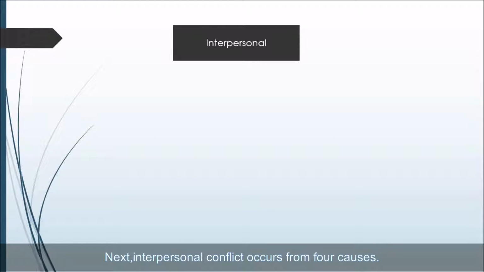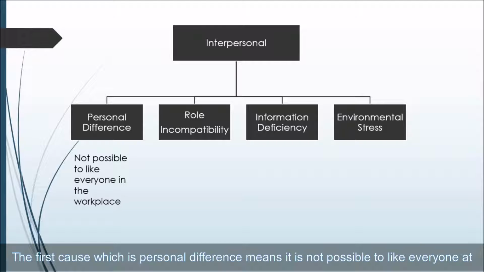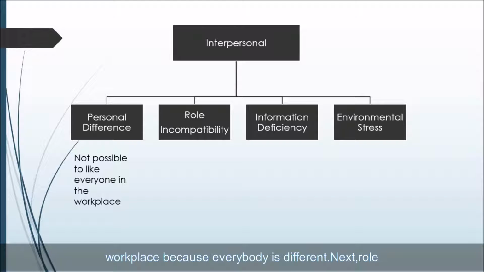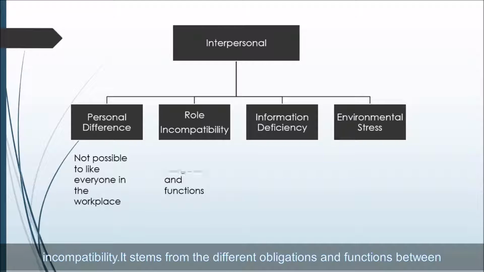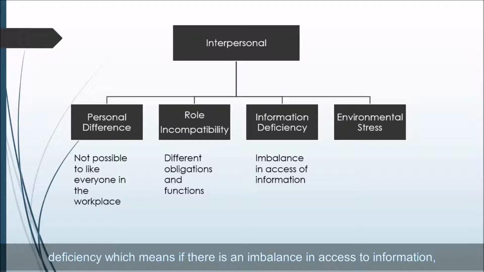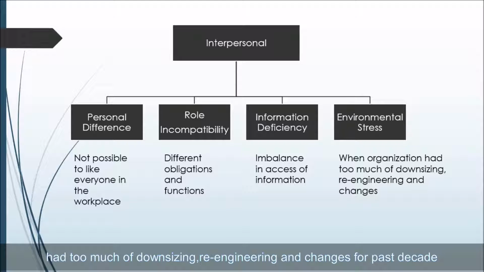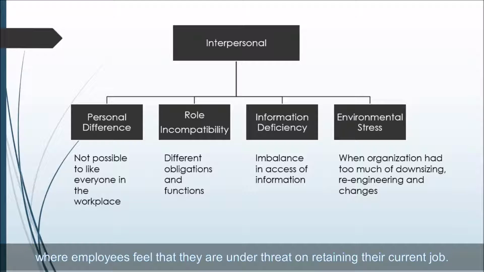Next, interpersonal conflict occurs from four causes. The first cause, which is personal difference, means it is not possible to like everyone at the workplace because everybody is different. Next, role incompatibility. It stems from the different obligations and functions between each department in an organization. The next cause is information deficiency, which means if there is an imbalance in access to information, it can trigger a conflictual relationship between individuals. Environmental stress is the last cause of interpersonal conflict, which occurs when the organization has had too much downsizing, re-engineering, and changes for the past decade, where employees feel that they are under threat on retaining their current job.